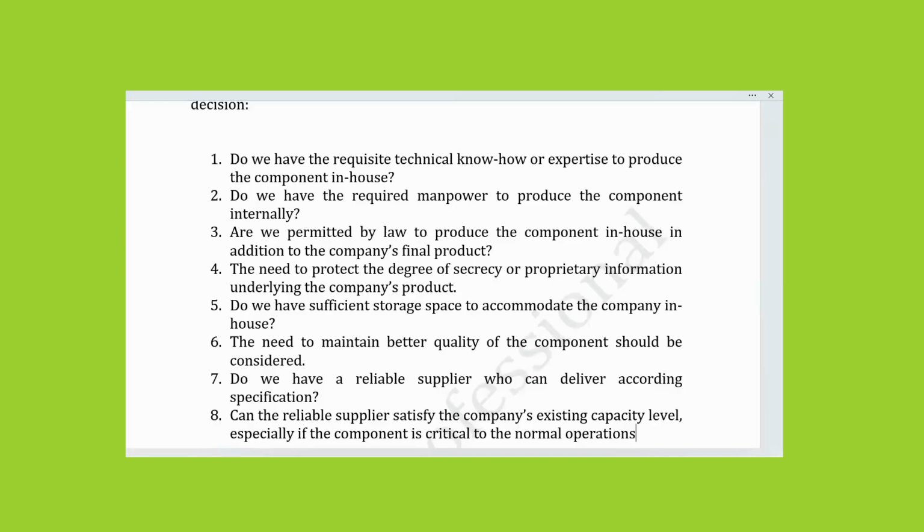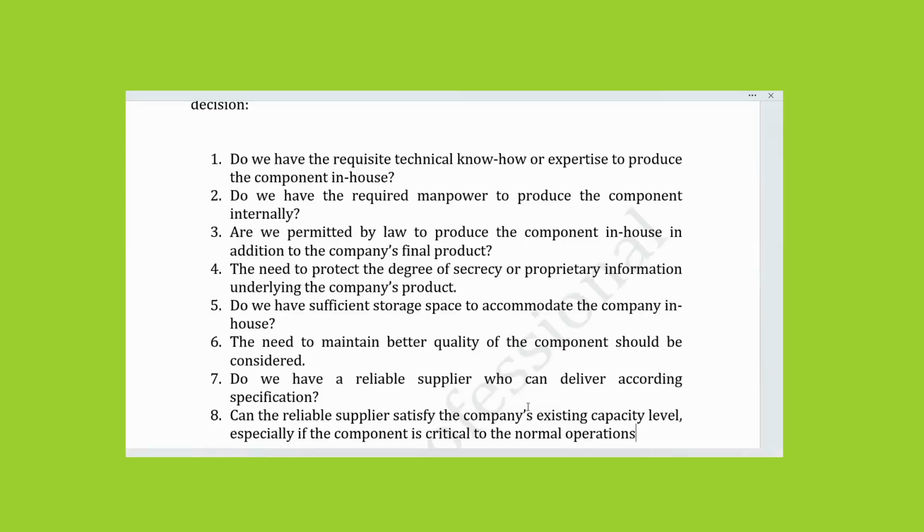What this simply means is that if the company wants 100,000 kilograms of the components, the supplier must be able to deliver 100,000. Not that you are requesting 100,000 and the supplier will say, okay, let me bring 60,000 now, I will bring the balance of 40,000 later. That may disrupt the company's operation. So you want a reliable supplier who can satisfy your existing capacity level. All right. So that's what I simply mean by that.